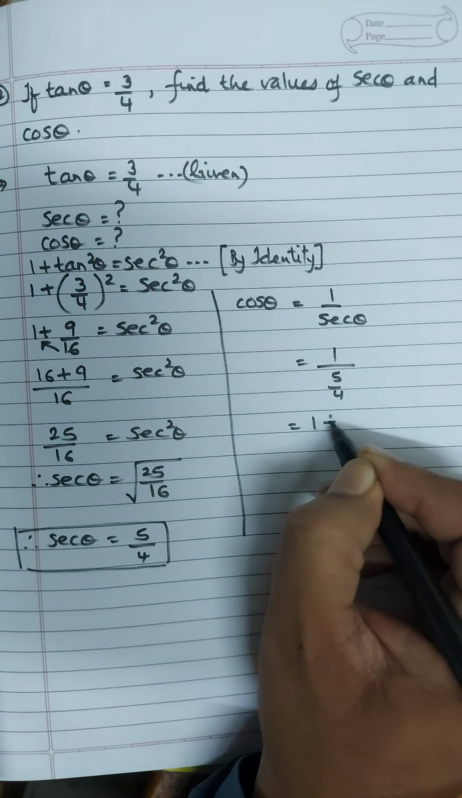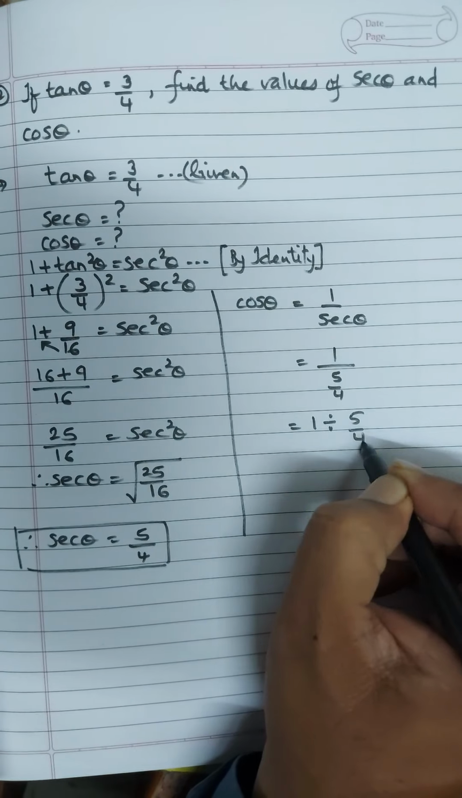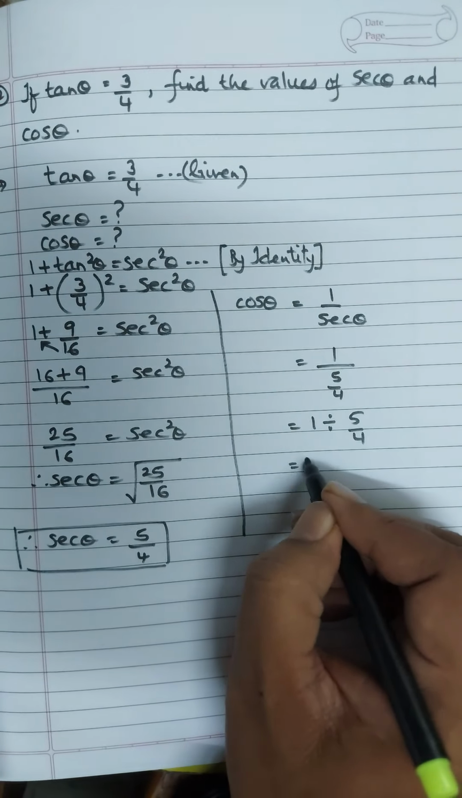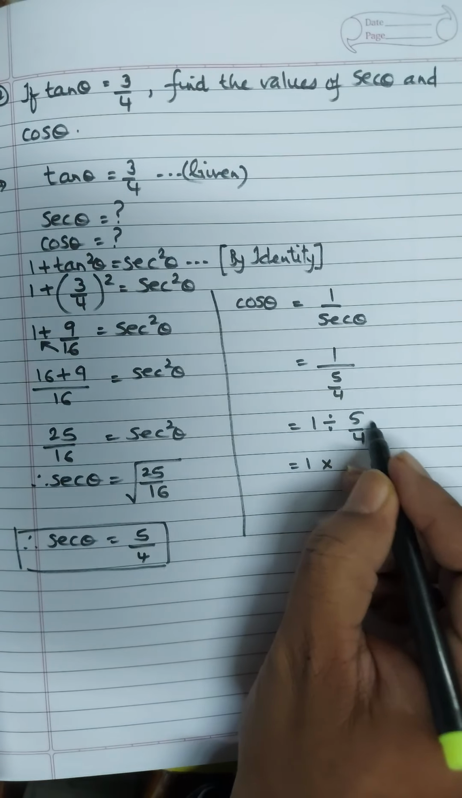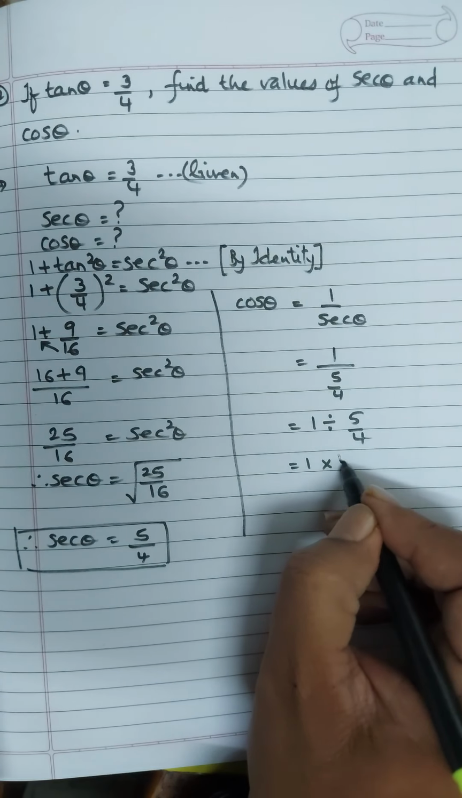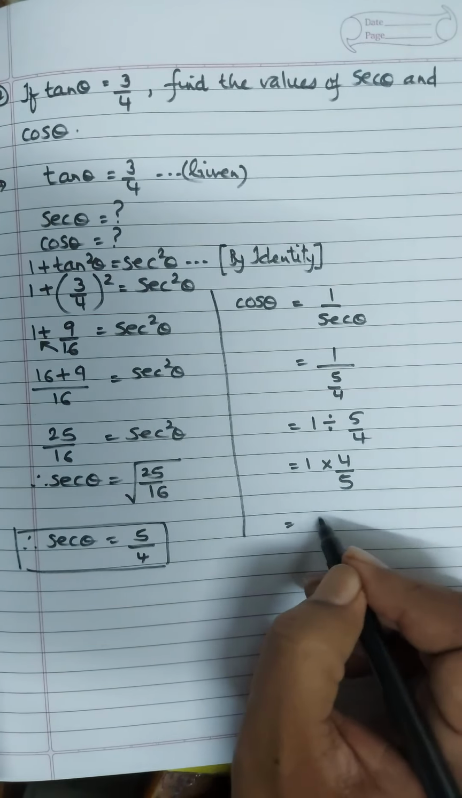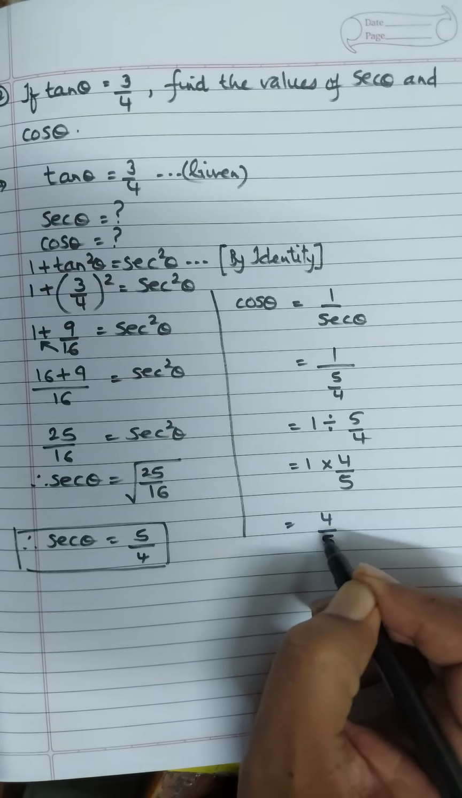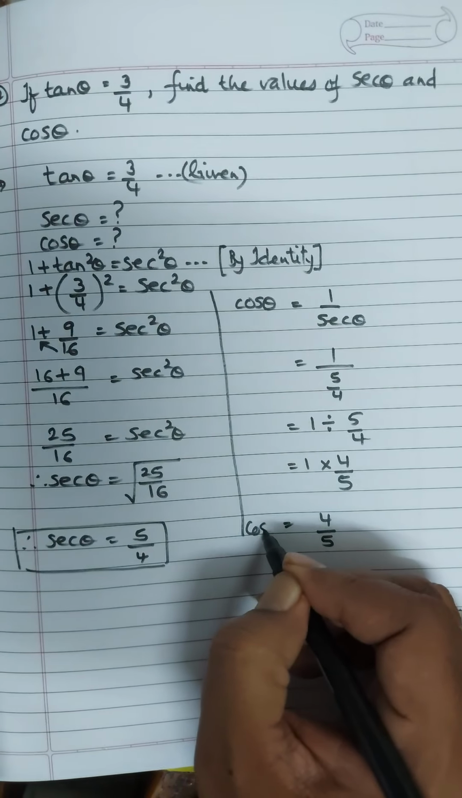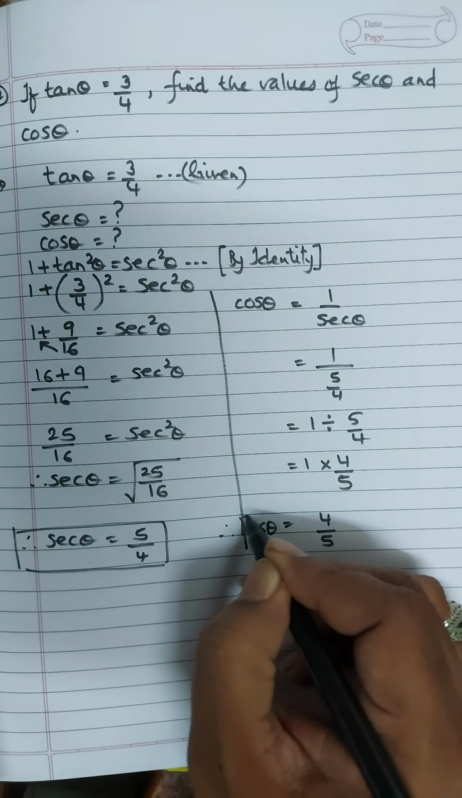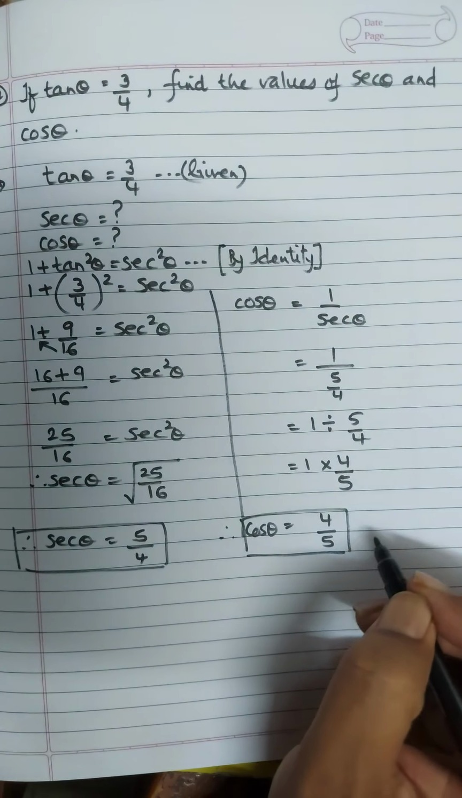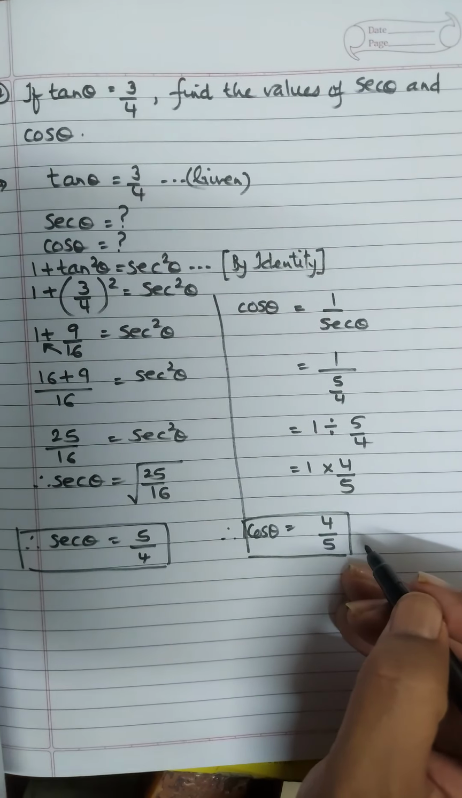So 1 divided by 5 upon 4, the divide sign is there. So divide becomes multiply, so it is the reciprocal of the fraction. So we need to write 4 in the numerator and 5 in the denominator. Now 1 times 4 is 4 upon 5, so that is the correct answer. So cos theta is 4 upon 5. It's very simple, very easy.